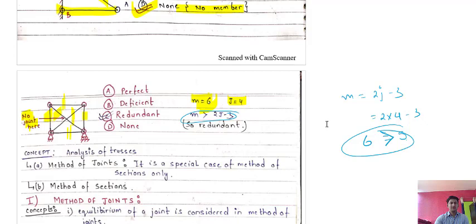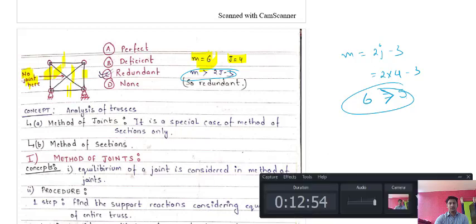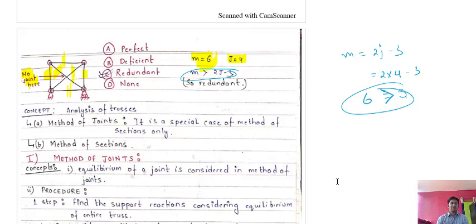Now we come to the next concept, that is, what are the methods of analysis of the truss. It can be divided into two parts: the method of joints and the method of sections. These are the two basic methods involved in analyzing the truss.